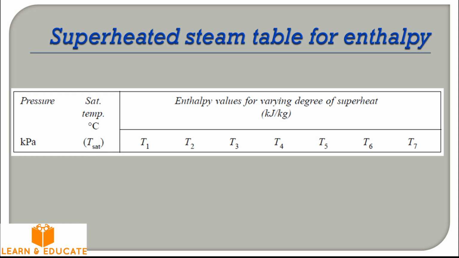So these three are the tables available in the steam tables: pressure based steam table, temperature based steam table and superheated steam table for different properties. So which are the properties available in steam table? We have enthalpy, entropy, internal energy and specific volume. All these properties could be directly read from the steam table.